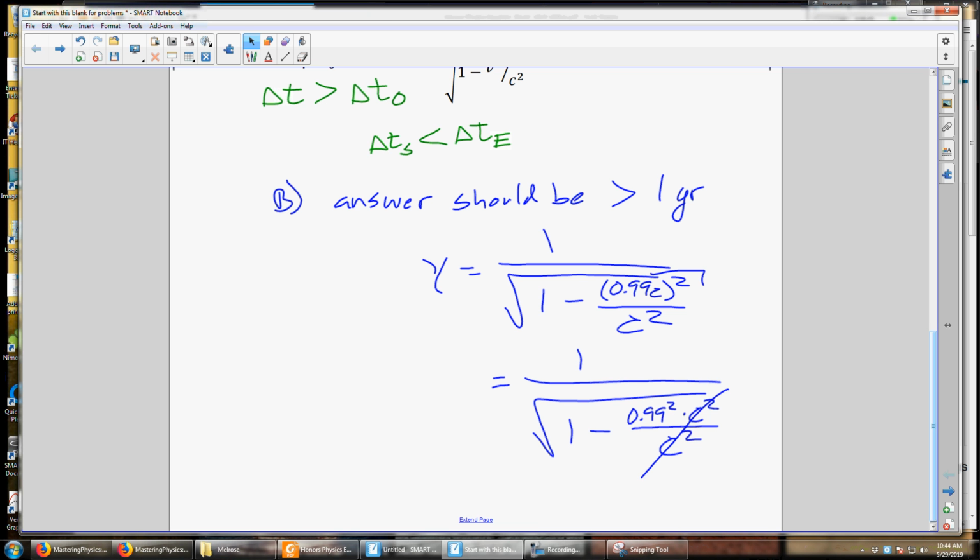Sorry, say that again? No. I would need to do the rest of the math there. Don't forget that 0.99 is squared, and you've got that negative, the 1 minus that quantity, and then you have the square root. Yeah, careful, don't skip the math stuff that's written down there.